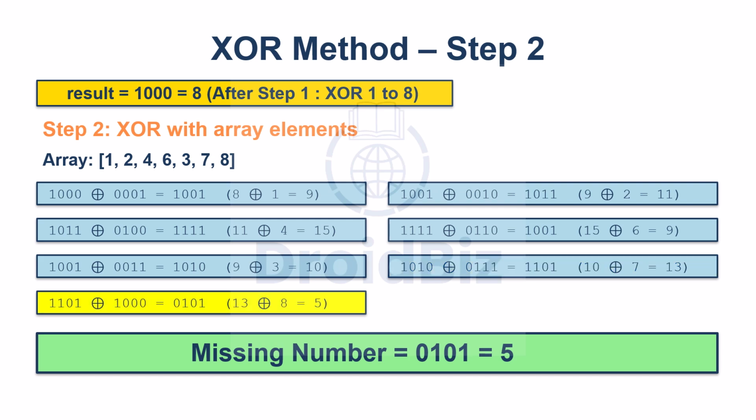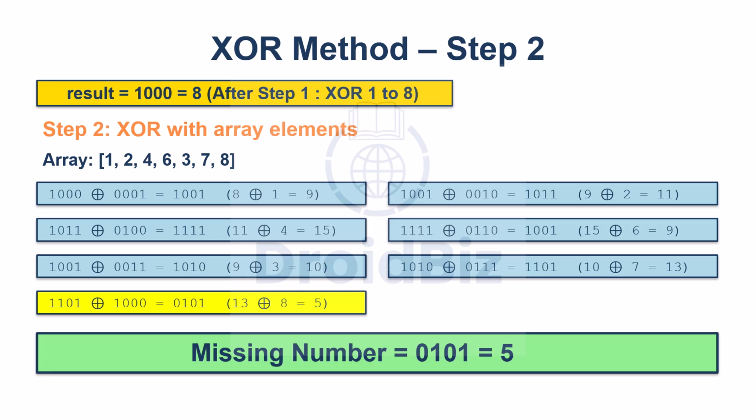Seventh and final, 1101 XOR 1000, which is 13 XOR 8, giving us 0101, which equals 5. The missing number is 5, shown in the green box. Now let's understand why this works.